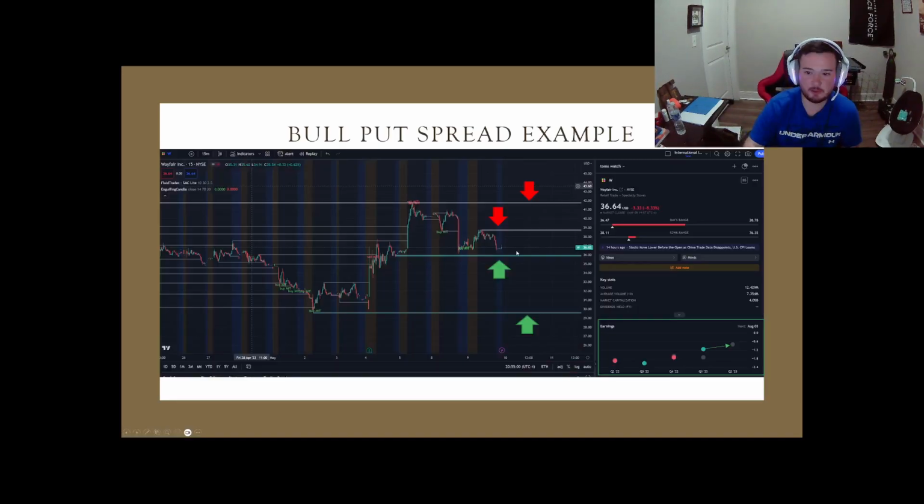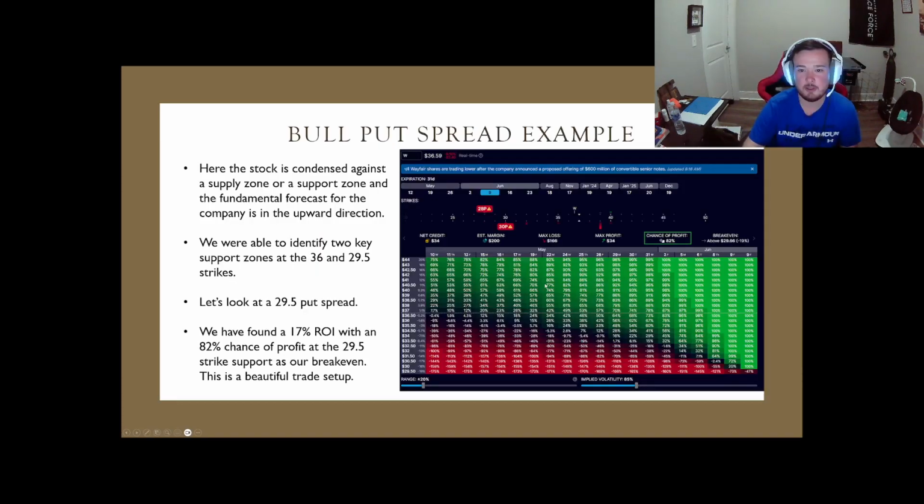Let's take an example here, right? So we have a clear support at the 36 strike and we have a clear support at the 29.50. So we're going to open up our option strategy, and because there is no options on the 29.50, we're going to look at shorting the 30 strike puts, and we're going to go long the 28 strike puts.